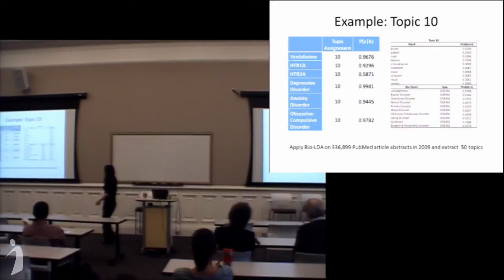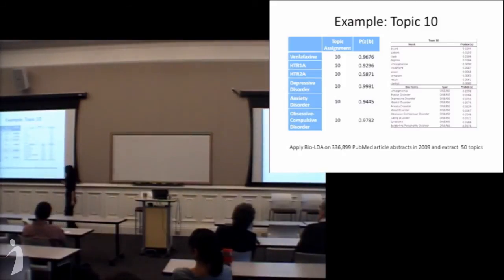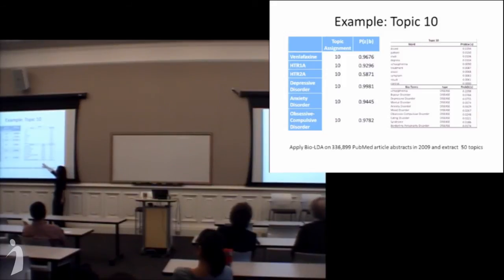We applied this Bio-LDA to 300,000 PubMed articles, and we extracted 50 topics. This is one of the topics. The result is actually pretty good. When you look at the words, you see this topic is about depression, disorder, depression. Then you see the terms, and these are all diseases. These diseases are all about different disorders, like depression disorder, bipolar disorder.